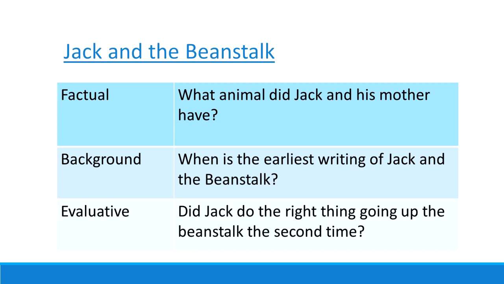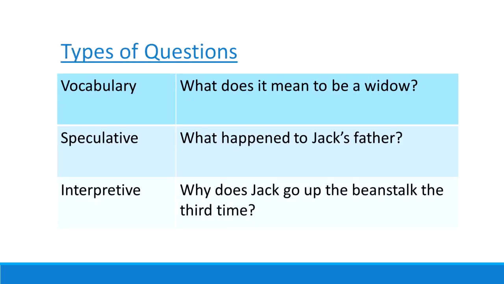An evaluative question. Did Jack do the right thing going up the beanstalk the second time? It's going to be based on your beliefs, your background, your idea of morality and right and wrong. So we're using some of the text, but we're using some of our information and background as well. A vocabulary question. What does it mean to be a widow? Focuses on a word they may not know.